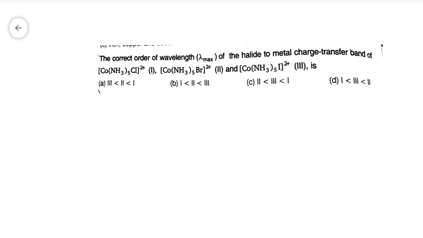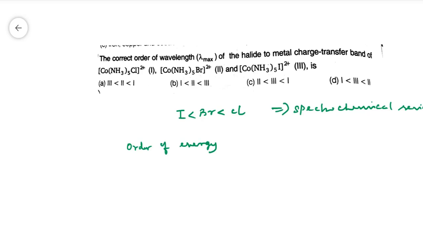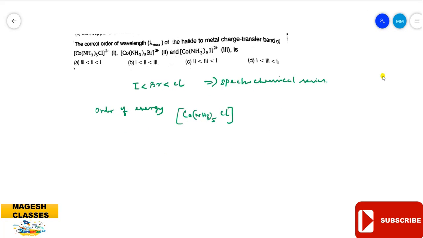From the spectrochemical series, the splitting order is like that. Hence the order of energy, the CFSE in the given octahedral complexes: the chloride complex has more splitting energy than the bromide complex, which has more than the iodide complex. So this is the splitting order.